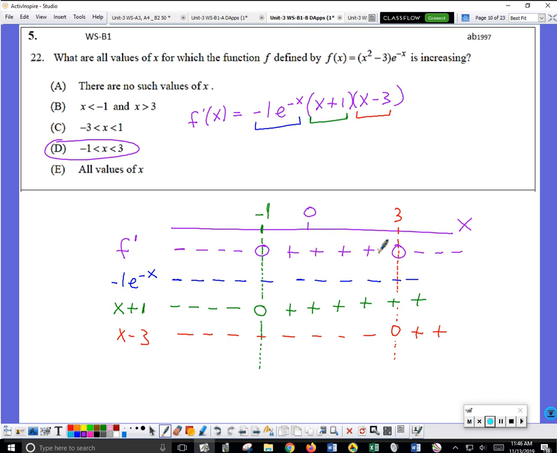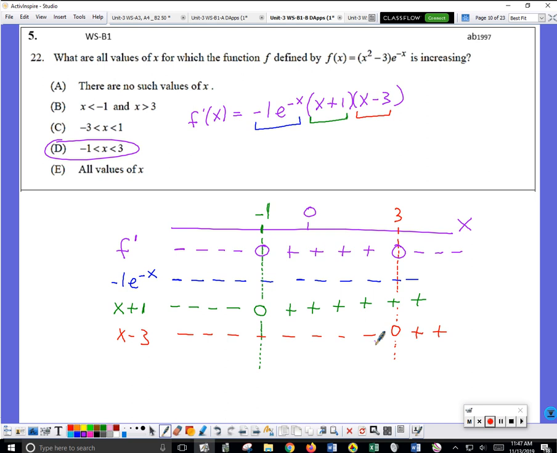Just real quick, on that second, in the middle part, it's because there are two negatives that make a positive, and then you multiply with the other. You're good.